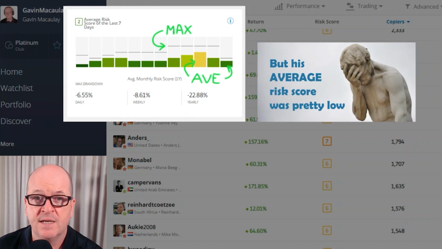So that's the first thing to ask. Which matters more to me? A general idea of how risky this PI is? Or what is the most extreme behaviour causing the risk score to spike each month?